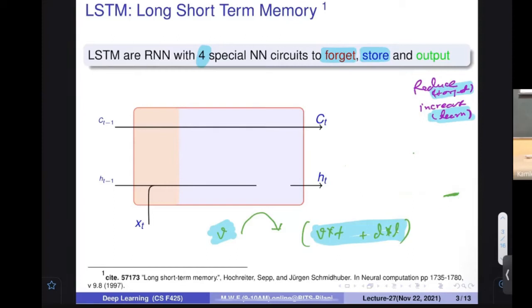So what is the right pipeline? The right pipeline is this: if you have a value and you want to update it, first you multiply with the forget factor, that is how much you want to reduce, then you add how much you want to learn, and you get the final value.